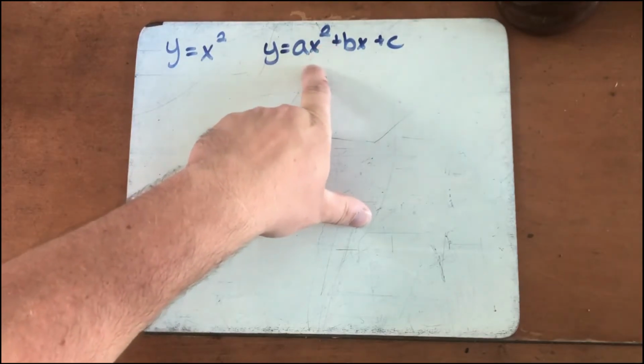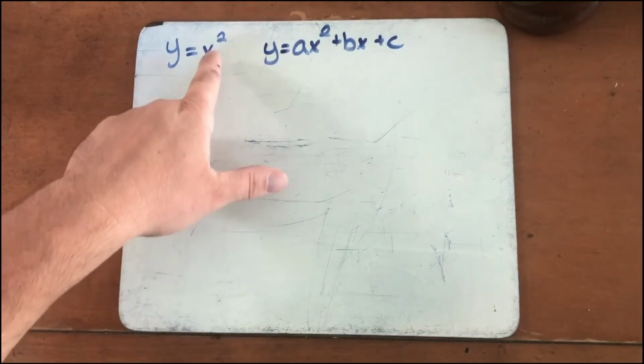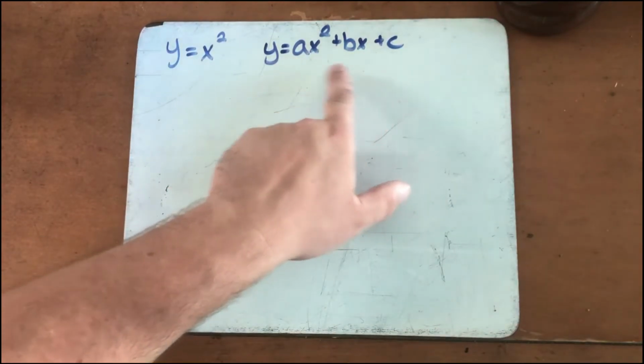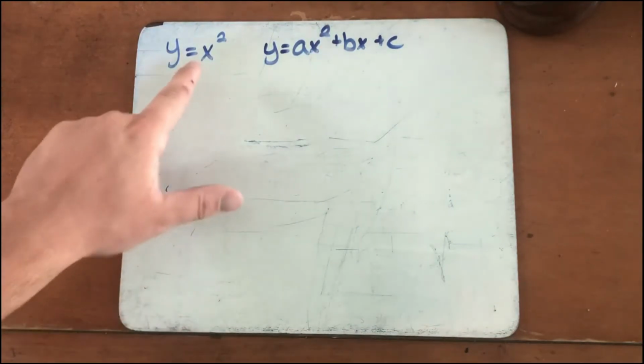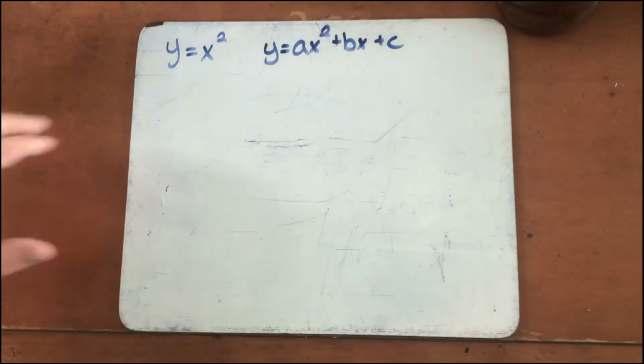So since the highest power of x is x squared, then I know the parent function is y equals x squared. So any way I write this with whatever number a, b, or c is, since x has a power of 2, and that's the highest power, then the parent function is y equals x squared.